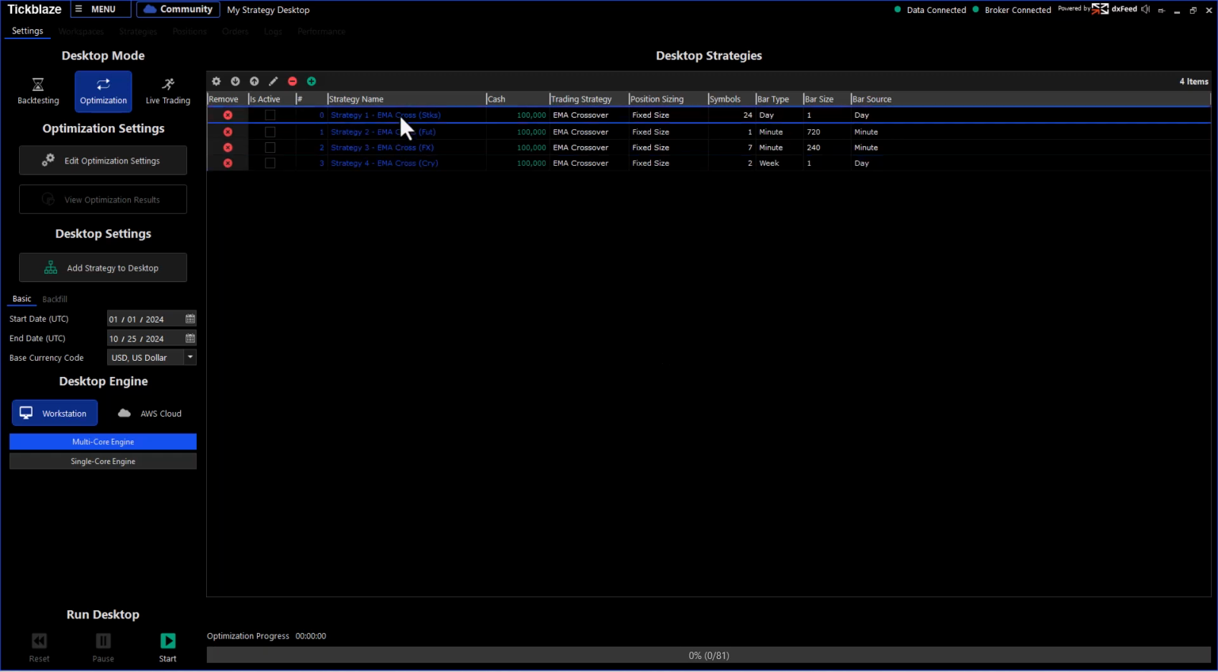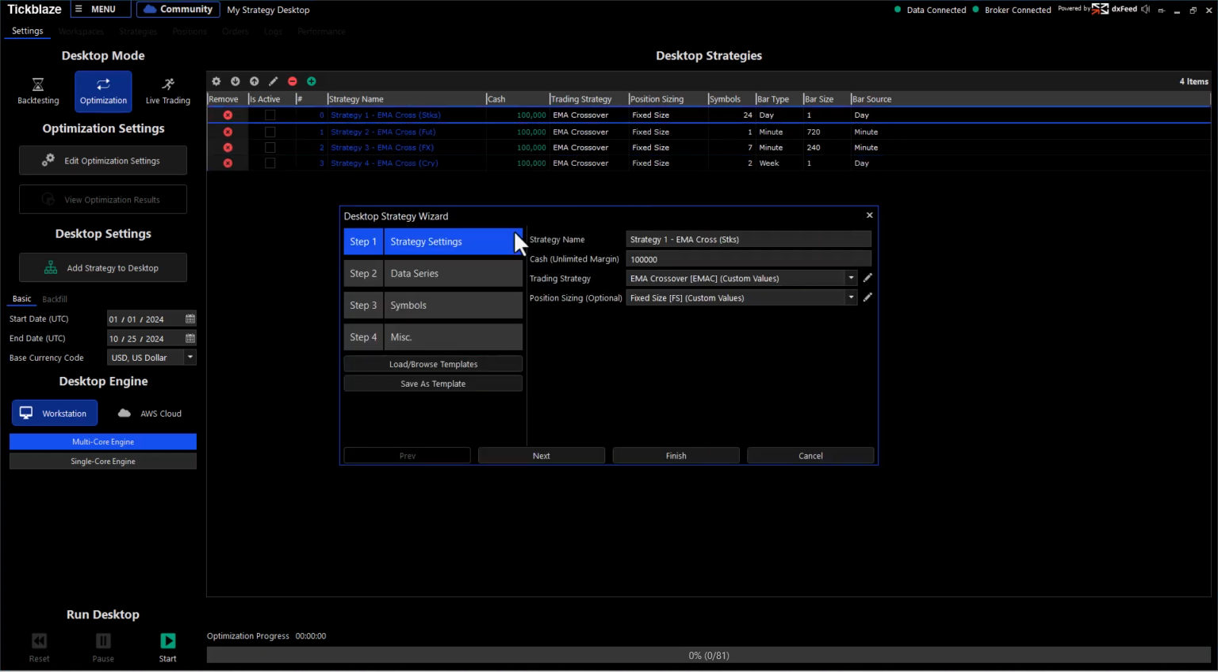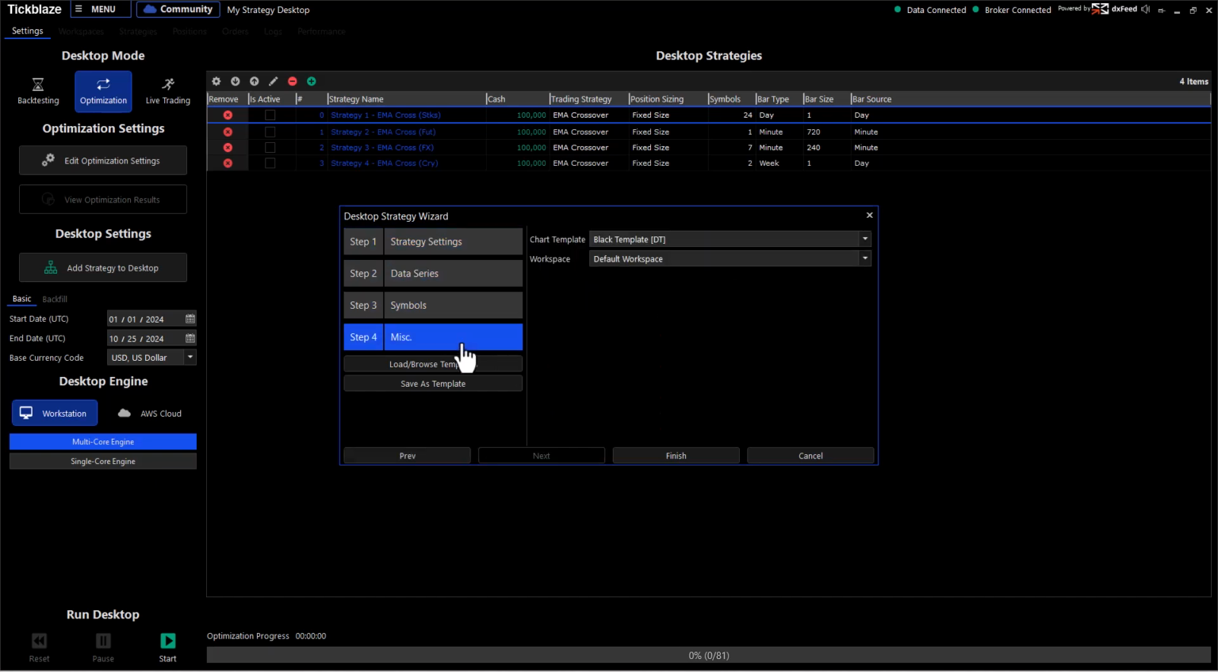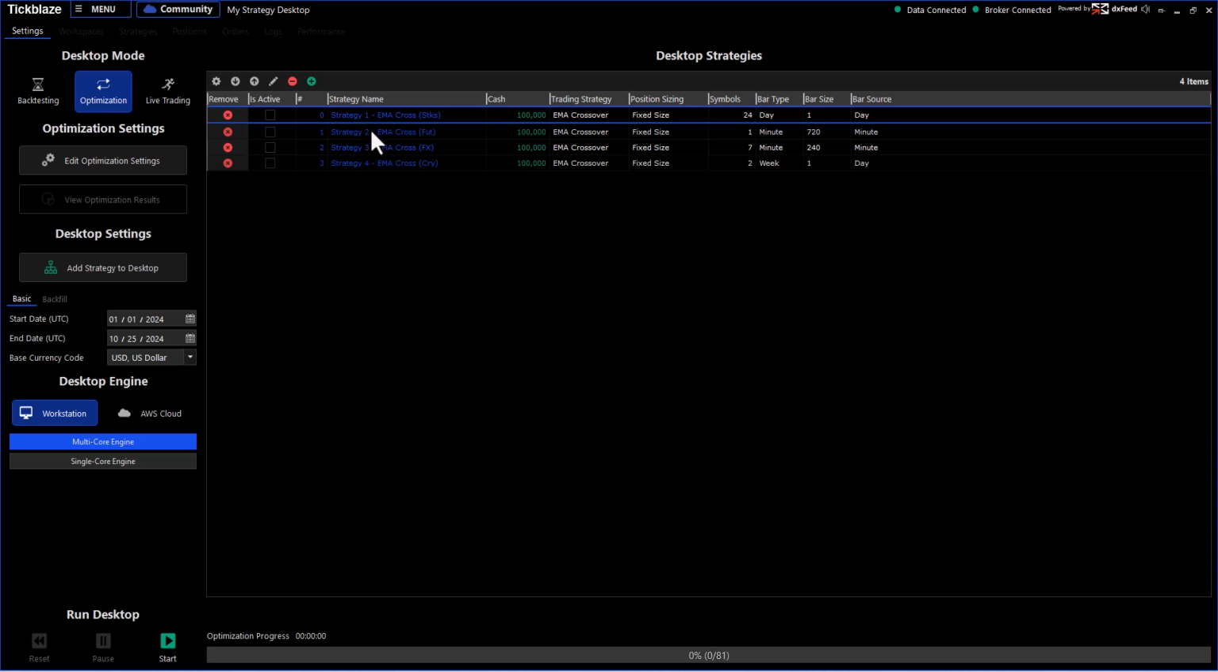Now, the first thing we're going to do is make sure that inside of the parameters, we're set to everything that we want. We always want to make sure that we're ultimately optimizing the correct strategy details. You can always change that on the fly as you wish. And the next thing we're going to be doing is going into this button here. It says Edit Optimization Settings.